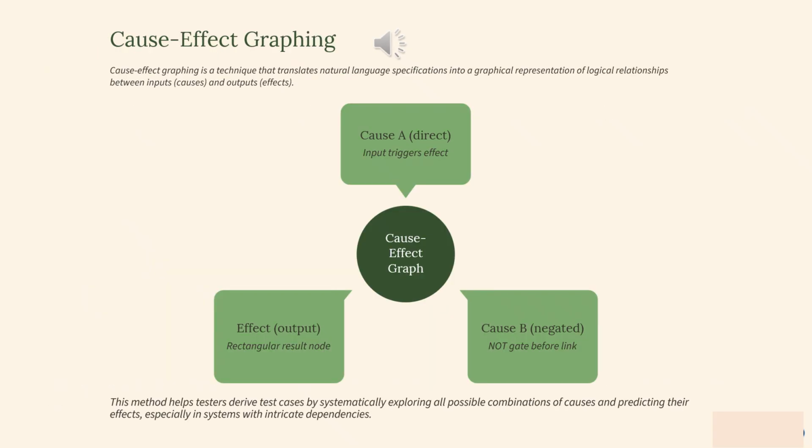And the next topic, cause effect graphing. Cause effect graphing converts system requirements into a graphical representation. In this method, causes represent input conditions and effects represent system outputs. The relationship between causes and effects is shown using logical connections. This helps testers generate test cases by analyzing different combinations of inputs and outputs.